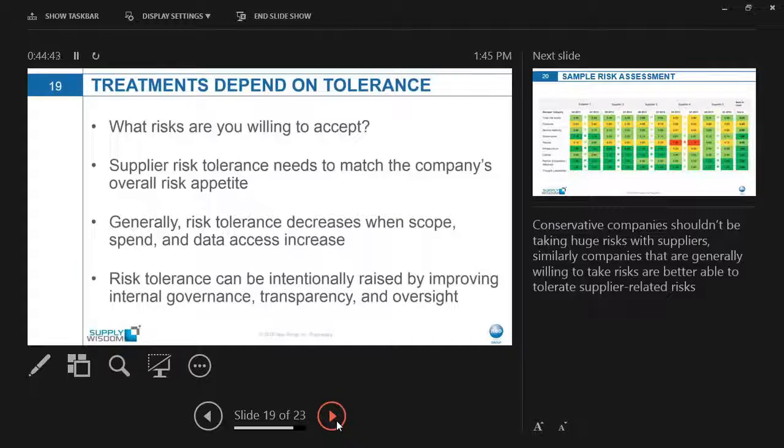So risk tolerance can also intentionally be raised. As you're working on things, you can increase your risk tolerance by improving your internal governance, by improving your oversight, and by thinking about the transparency and the access data that you're giving to everyone.